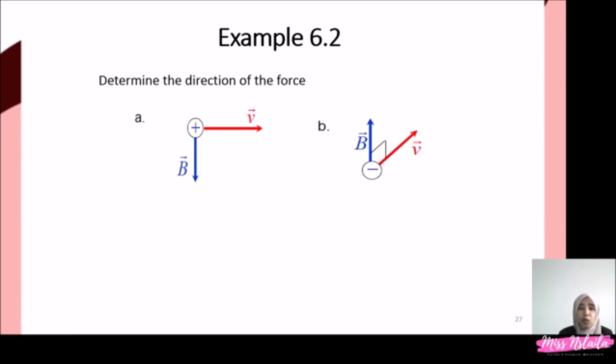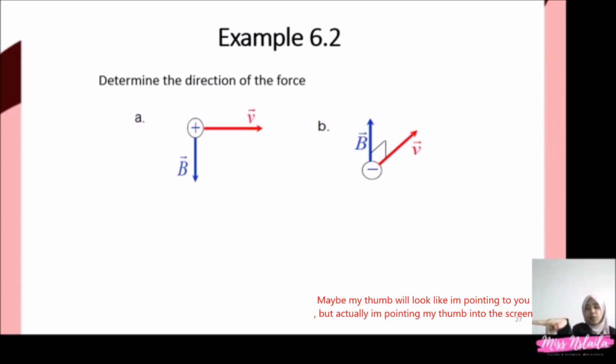For example 6.2, determine the direction of the force. For question A, we are given a proton or positive charge. What you need to do is choose your own method, method 1, method 2 or method 3, and then try to follow the direction of V and B given in the equation. For example, method 1, F, V, B. I use the right hand, positive charge. So follow the direction of V to the right, B downward. Then see where F goes. If we refer to the screen that we are looking at right now, I will do it like this. So the direction of F will be into the screen.